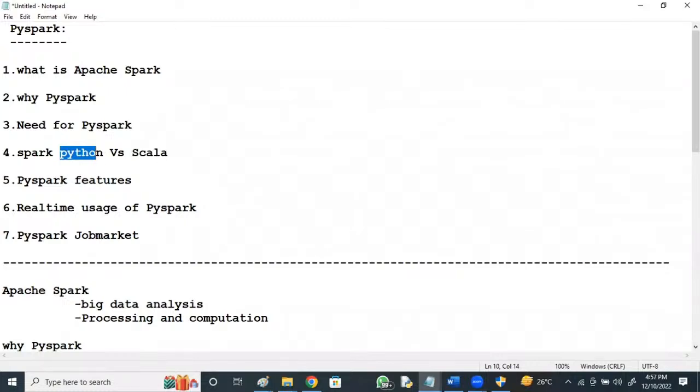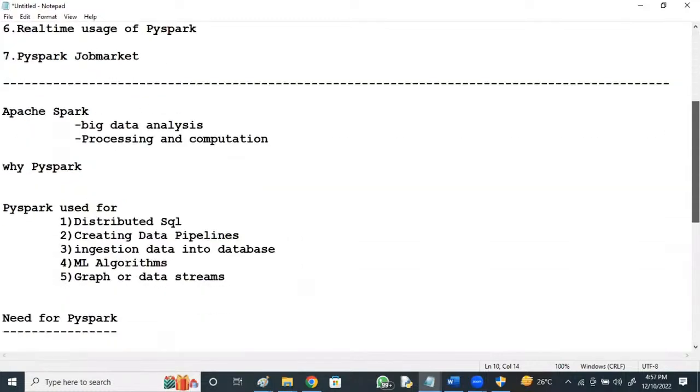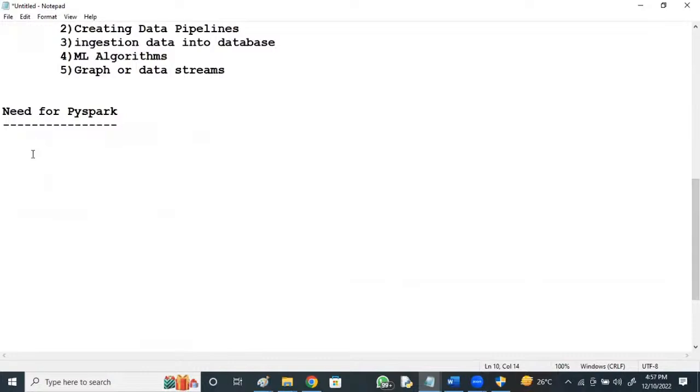Just observe the difference between Python and Scala. Python is dynamically typed. Scala is statically typed.